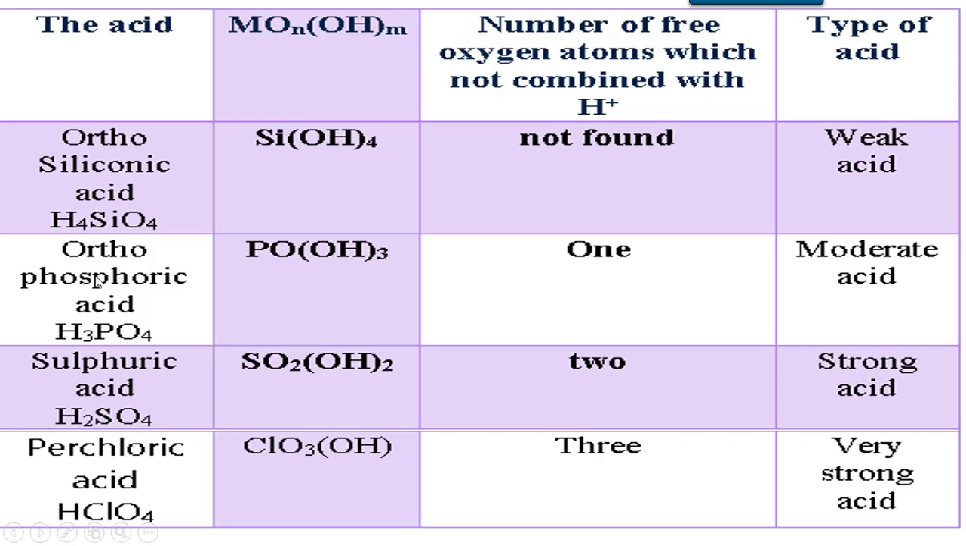The second example, orthophosphoric acid, H3PO4. We have here only one free oxygen atom, so its strength is moderate. Sulfuric acid has two free oxygen atoms. It is classified as a strong acid. And finally, we have perchloric acid, which contains 3 free oxygen atoms, and it is classified as a very strong acid.